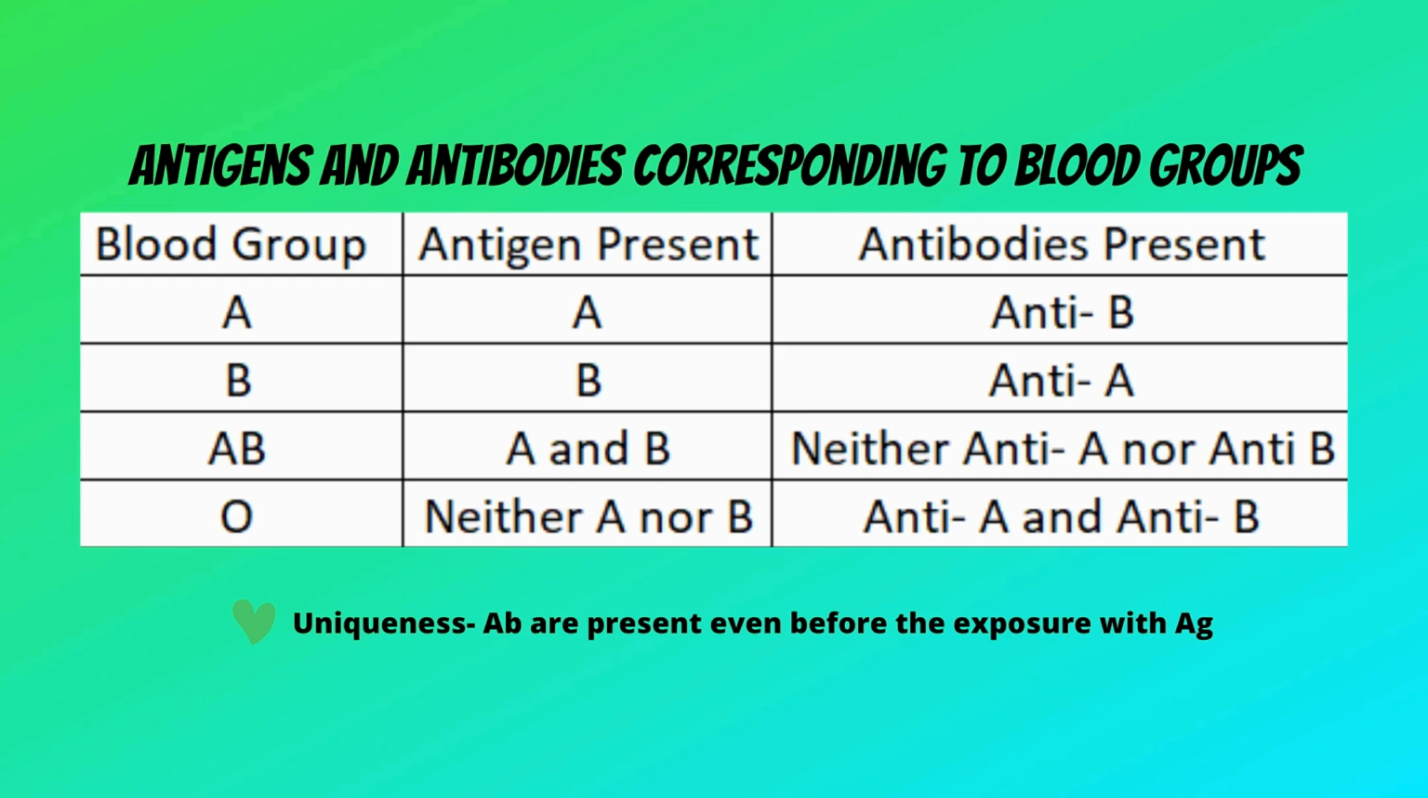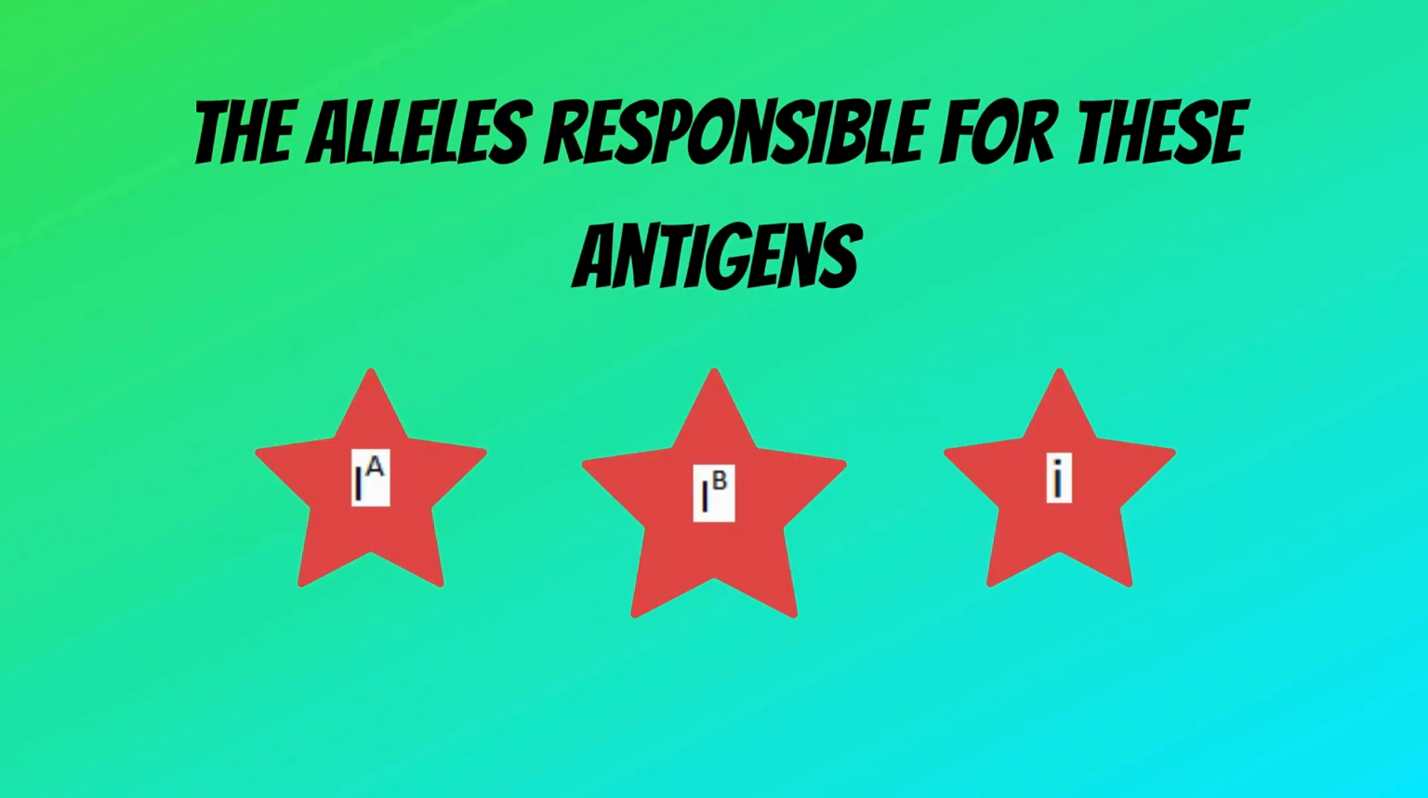And in blood group AB, we have both the antigens A and B and no antibodies. In blood group O, we have neither A antigen nor the B antigen, but we have both the antibodies of A and B. This is the reason O is called as the universal donor and AB is called the universal acceptor. Now, let us see what are the alleles that are responsible for these antigens.